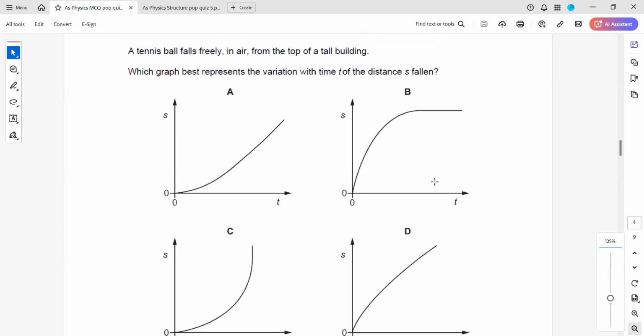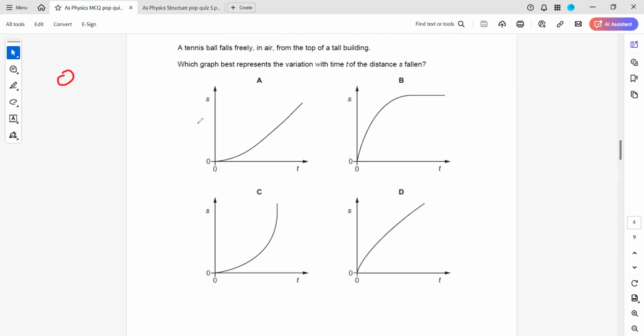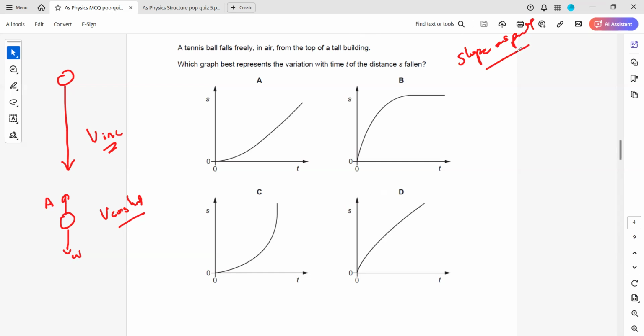So whenever an object is dropped from a certain height, and these are the distance-time graphs, what happens to its velocity? Its velocity will increase. And then eventually what will happen? When the weight and air resistance are balanced, the velocity will be constant. So we have a distance-time graph. What does the slope represent? The slope represents the speed.